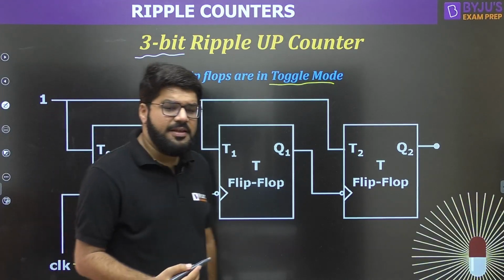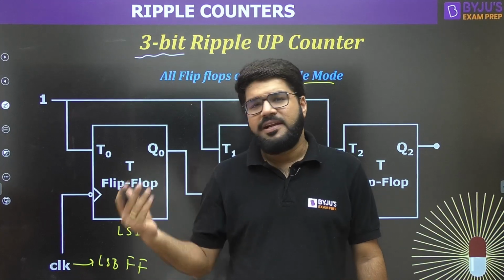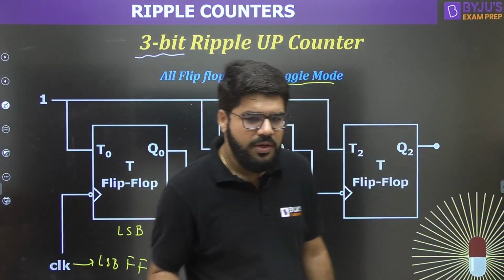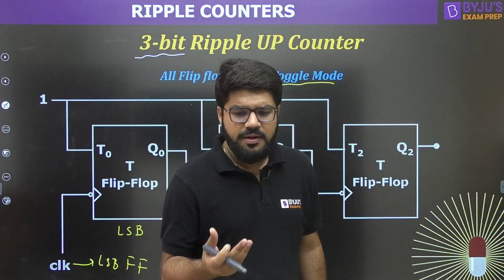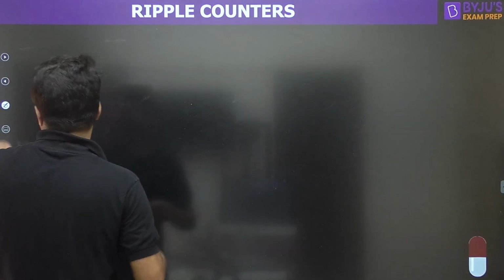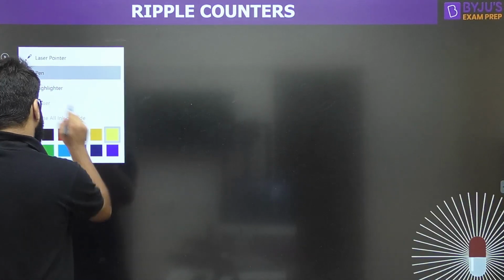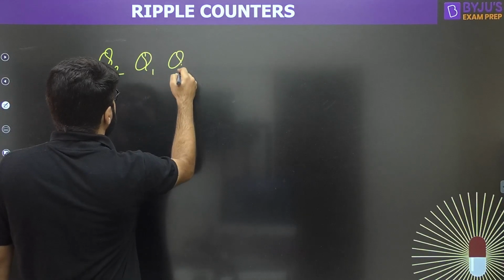Now let us understand the functionality of this, and once we understand, later on we are going to make it a trick. In this session, the concept of the ripple counter, the calculation of the ripple counter, the trick, and some questions I'll demonstrate to you. So just have a little bit of patience here. Let me make the transition of the states.